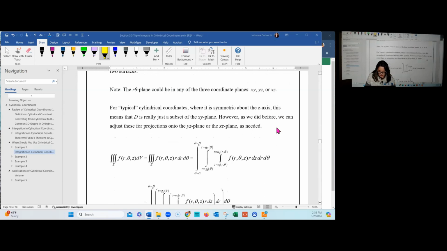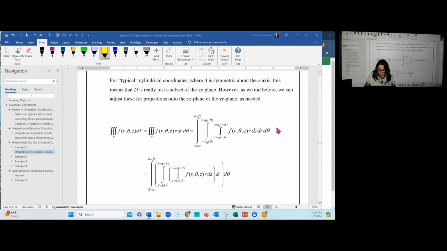For typical cylindrical coordinates, which is symmetric about the z-axis, this means that D is really just a subset of the xy plane or the r theta plane. But again, we can project into either yz or xz as needed. In this case, because it's now a general region, z will be a function of r and theta.